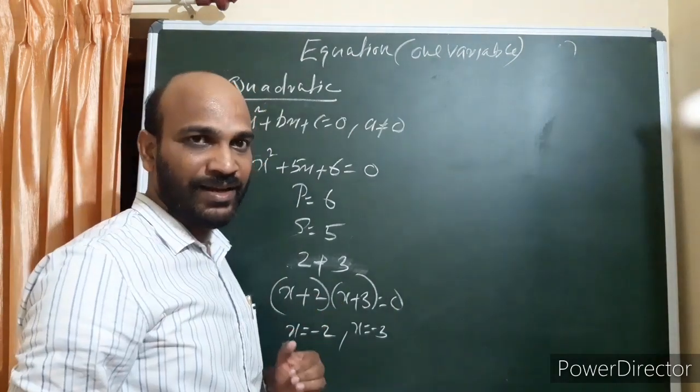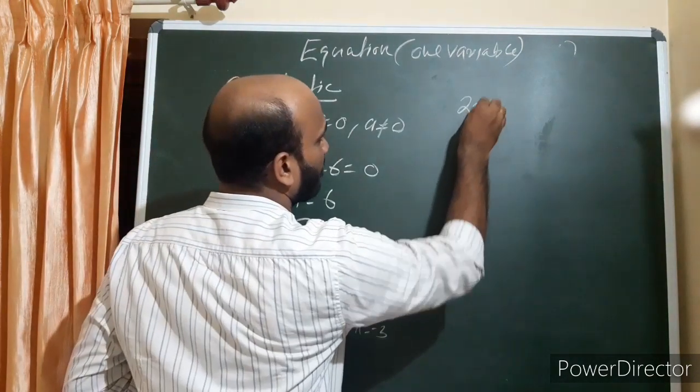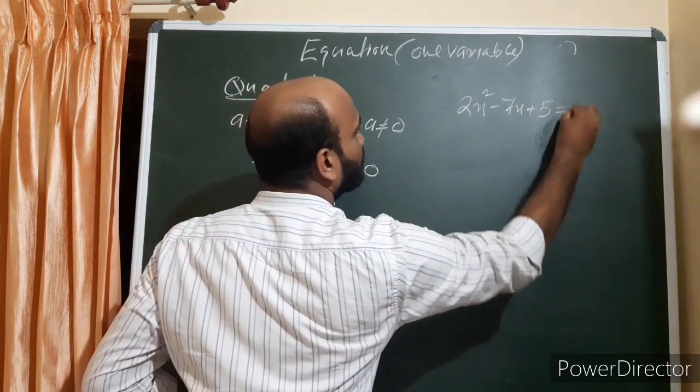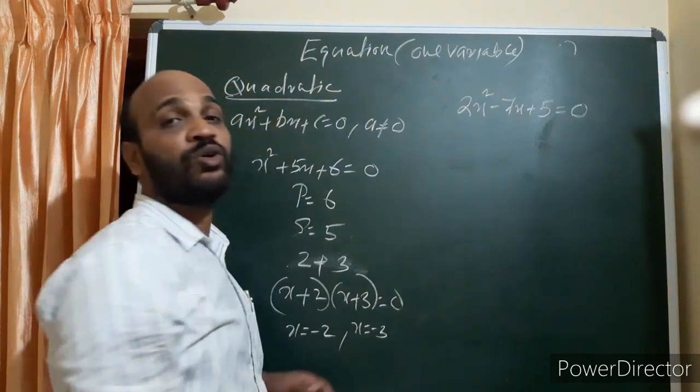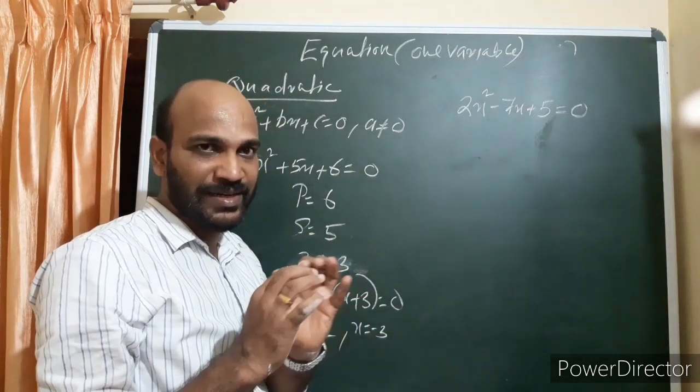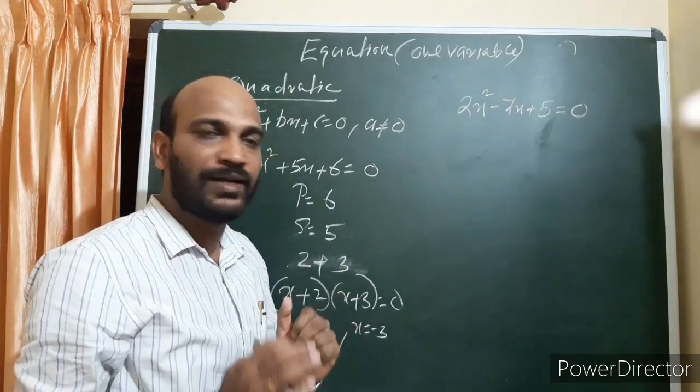Okay. Now consider second question. 2x square minus 7x plus 5 equal to 0. Here coefficient of x square is not equal to 1. That means we cannot write factors directly. We have to split middle term.